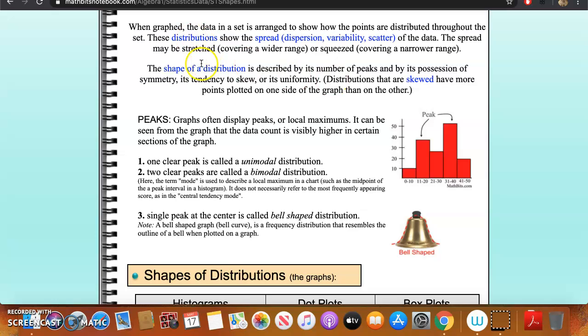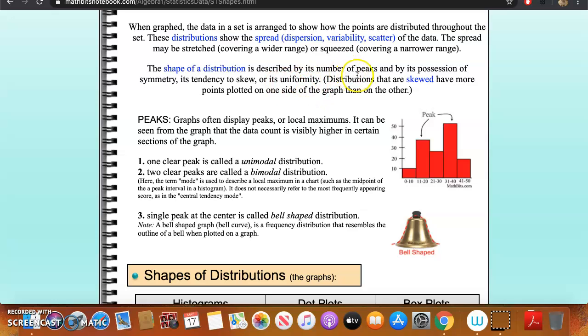Spread may be stretched, covering a wide range, or squeezed, covering a narrower range. So if your data is very compact, then you're going to have a very narrow range. If your data is very spread out, then it's going to be stretched. All right, so the shapes of distributions. How do we describe the shapes? Well, in a few ways.